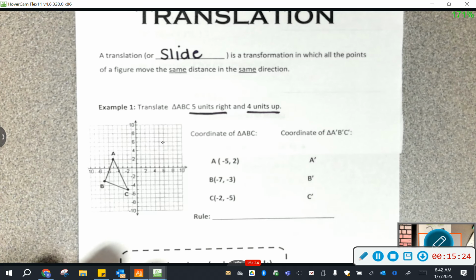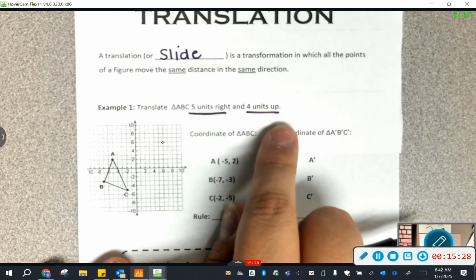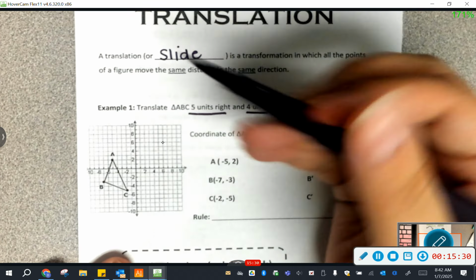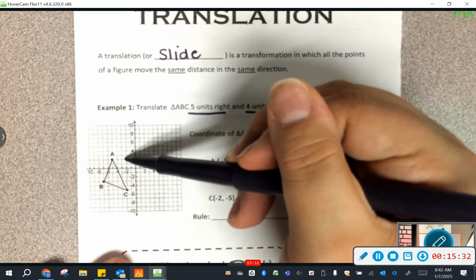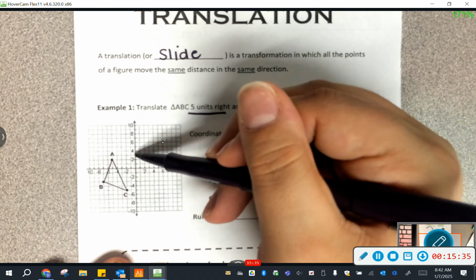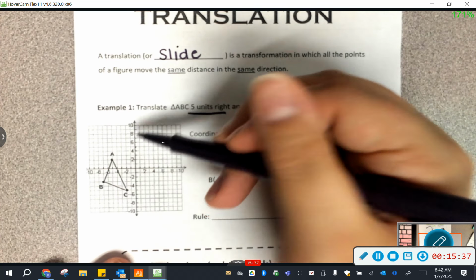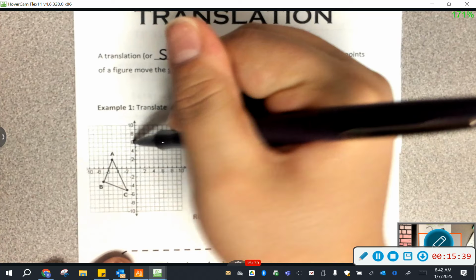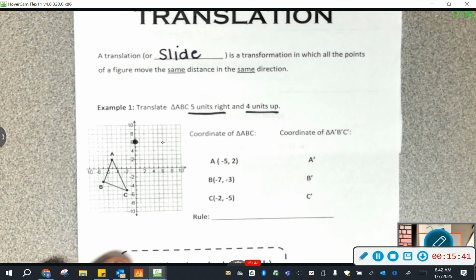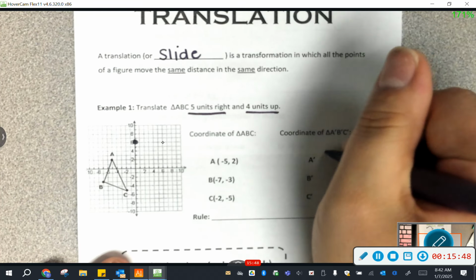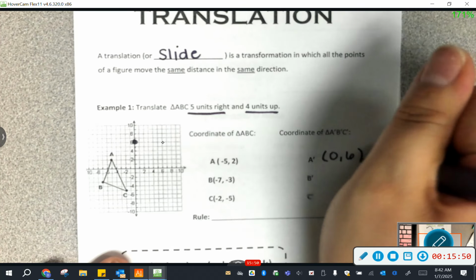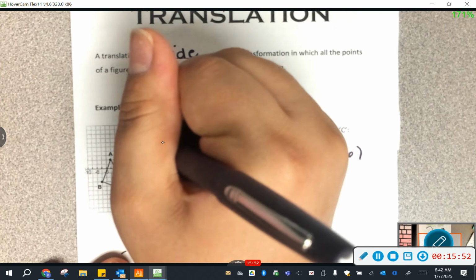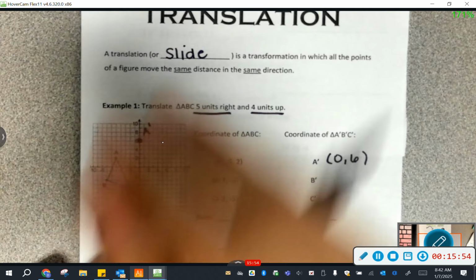Go 5 units right, 4 units up. Literally do that with your point. So go 1, 2, 3, 4, 5. 1, 2, 3, 4. And where do you end up? Give me the point. 0 and 6. And that's going to be called A prime.